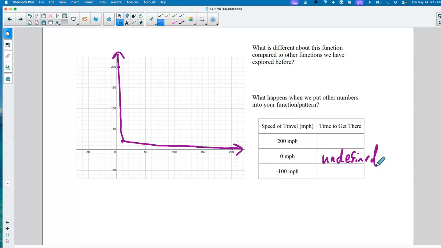Now, what if you went negative 100 miles per hour? If we look at our function, that'd be negative 2 hours. Now, I don't know about you, but if you could drive backwards in your car, or if you could somehow get a negative speed, I think everybody would be doing that.